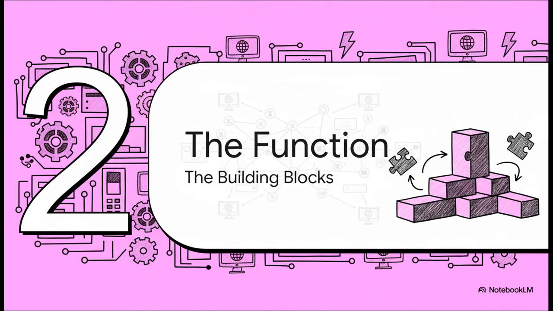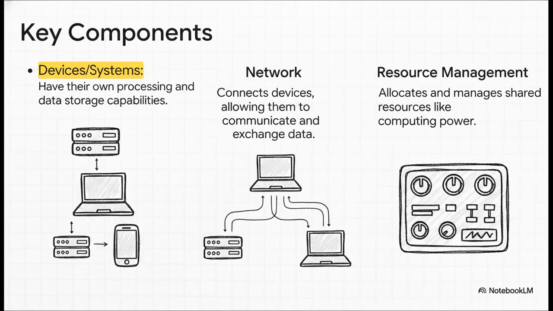So if it's a team, what are the actual building blocks that make it all work together? In this next part, let's look at the key components, the rules of the road, if you will, that let these systems work so well. So every distributed system is basically built on three pillars. First, you've got the devices themselves. These are the individual computers or nodes. Then you obviously need a network. That's the backbone, the communication lines that let all those devices talk to each other. And third, you gotta have some kind of resource management to decide who gets to use what and when.